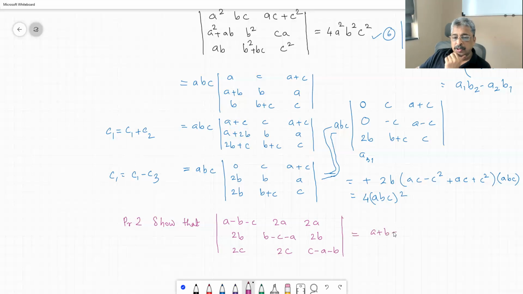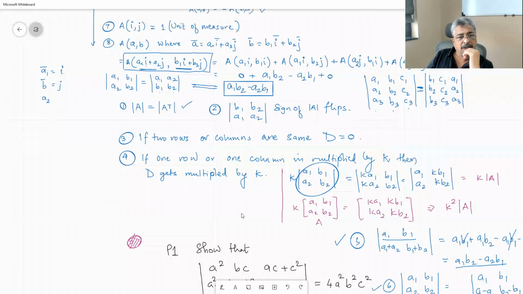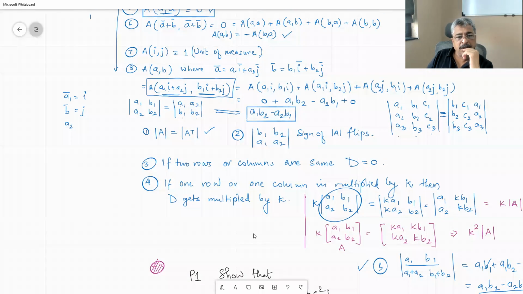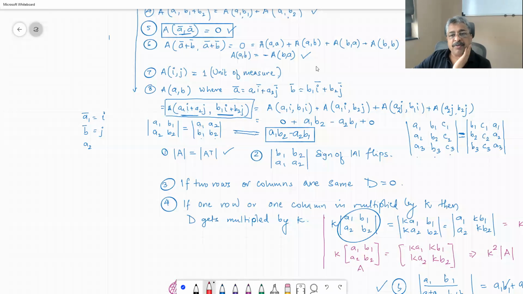A plus B plus C bracket cube. Let me put the property of multiplying any row or any column by a non-zero constant and adding it to the other here, maybe 6.5 or something like that, and just prove it.